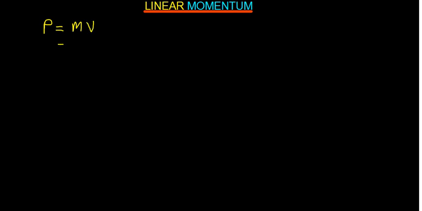We know that mass is measured in kgs. Velocity is measured in meters per second. Therefore, momentum is measured in kg meter per second. That's a unit. That's our unit for momentum. Kg meter per second.